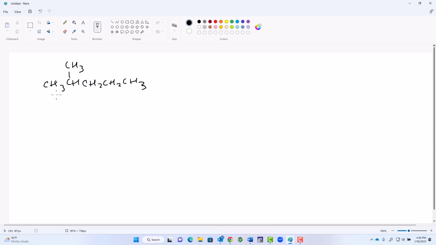So I would say I have 1, 2, 3, 4, 5. So I have a 5-carbon chain, 1, 2, 3, 4, 5. And then on the second one, I also have a CH3 coming off of it. So I draw a CH3 pointing up. So how would we name this chain? And this brings us to the IUPAC nomenclature of alkanes.